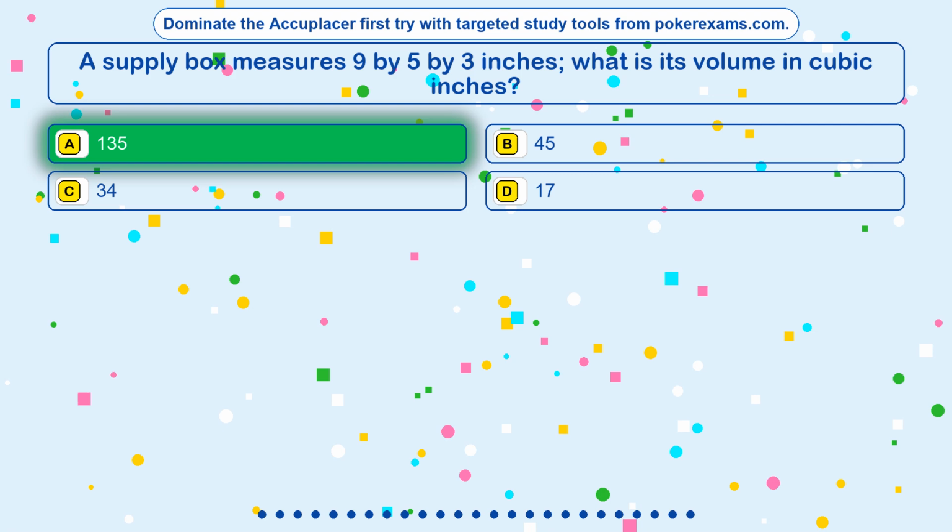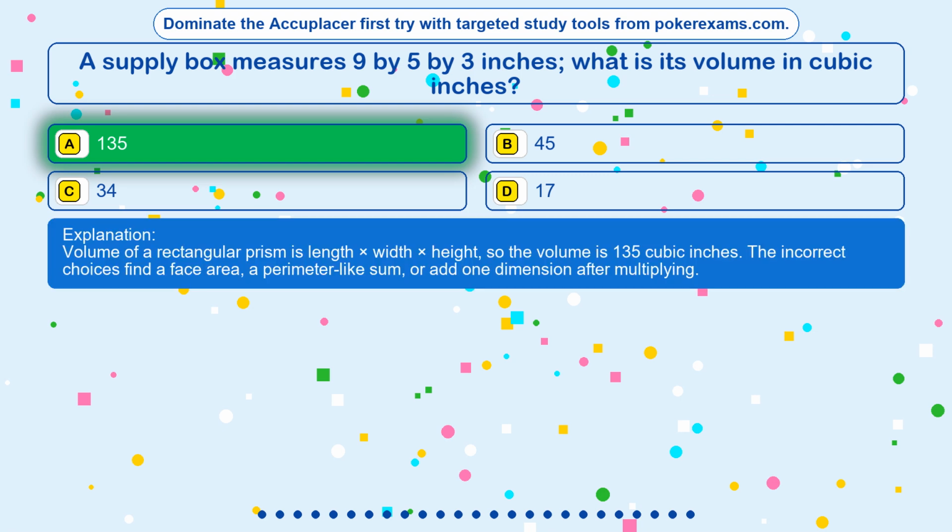The correct answer is option A, 135. Volume of a rectangular prism is length times width times height, so the volume is 135 cubic inches. The incorrect choices find a face area, a perimeter-like sum, or add one dimension after multiplying.